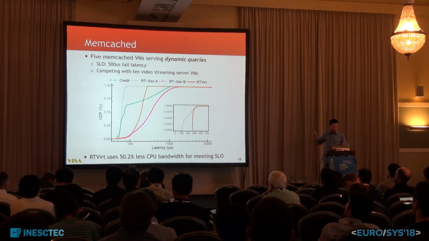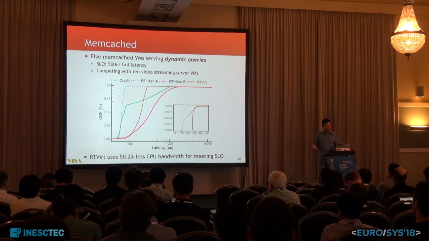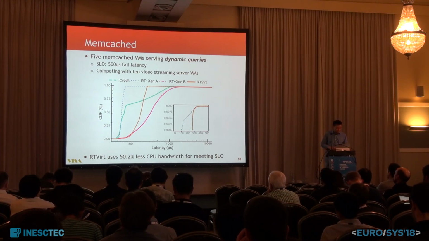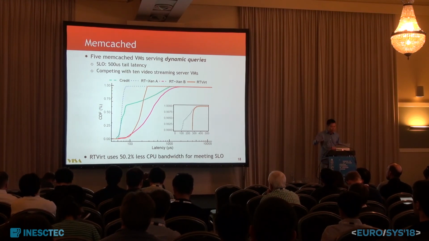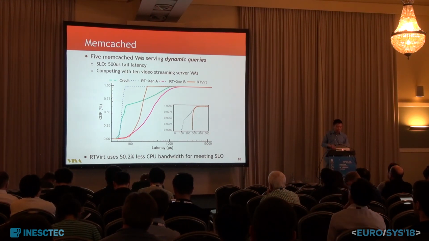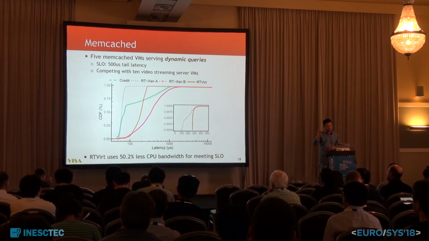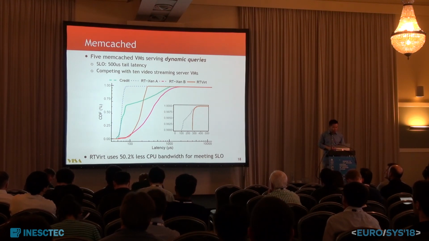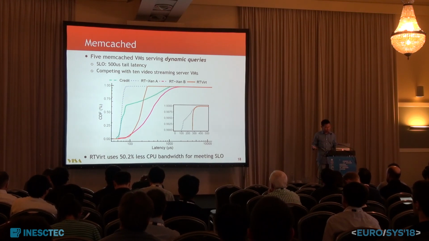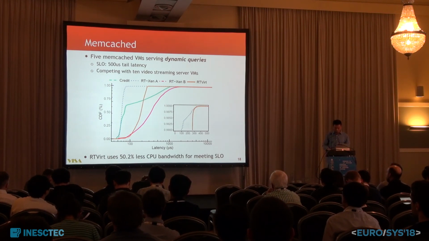This is the last experiment I want to explain. This is also important because here this is an application that does not have deadlines but has a tail latency target. We compare to two different Artisan configurations. Only one of the two is able to meet that tail latency target. And we also compare to Credit. Credit is interesting because it actually delivers the best average latency, but it misses the tail latency target miserably. So overall, this experiment shows that RTVert is able to meet the tail latency target and save 50% CPU bandwidth compared to the Artisan configuration that actually works.